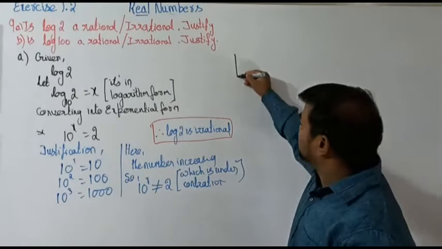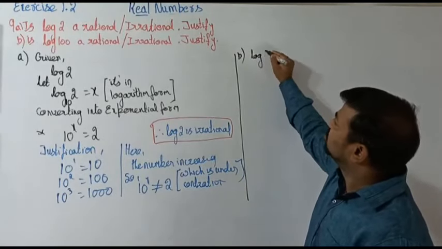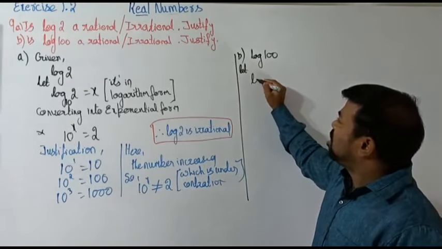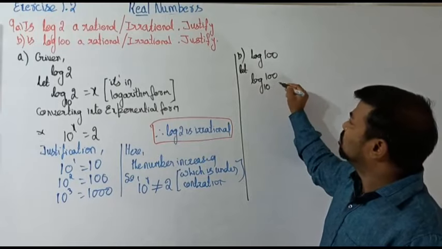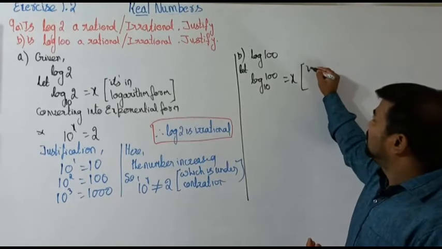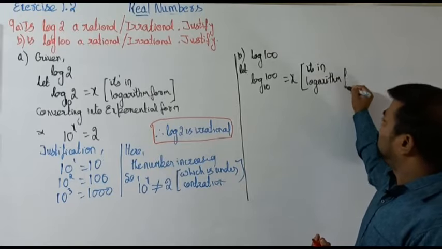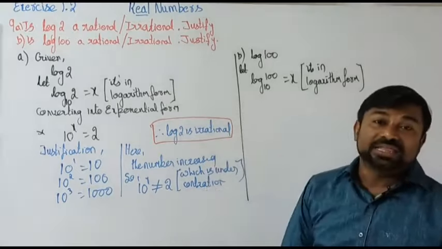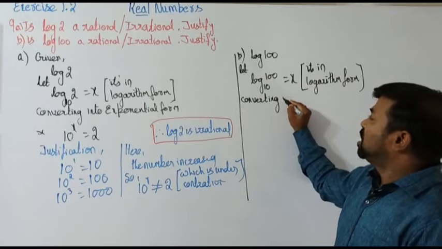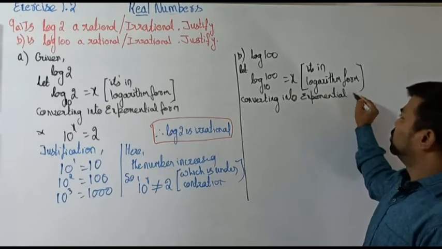In the same way, let's go for the other one. Given, let's go for the second bit. What's that? Log 100. Let us take that one also as x. Of course, if there is nothing written as the base, it is base 10. Now, is it in the logarithm form? It's in logarithm form. Now let's convert it into the exponential form.